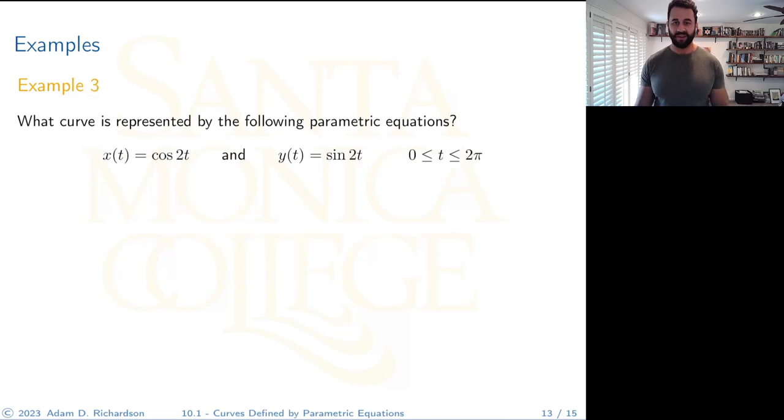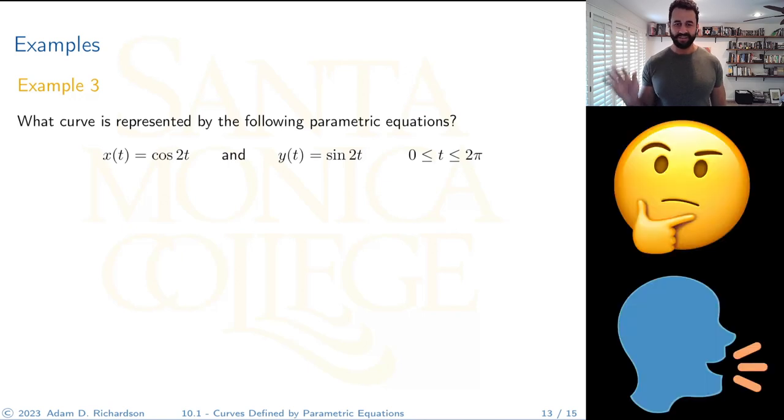Now, think about this one, all right? Let me put this one up, and I ask you the same question. What curve is represented by these equations? So think about it, and then say something out loud when you have an idea.